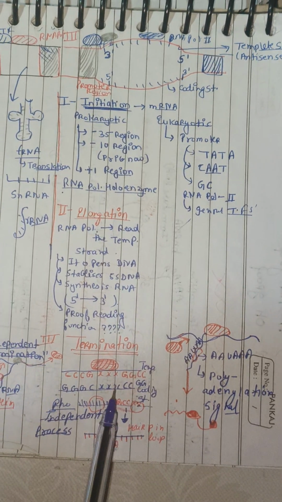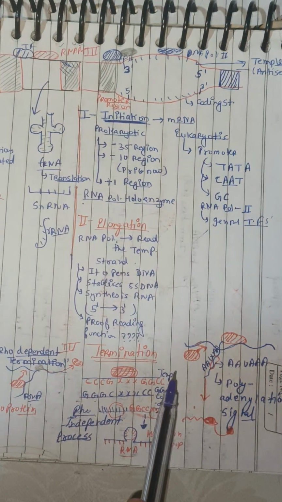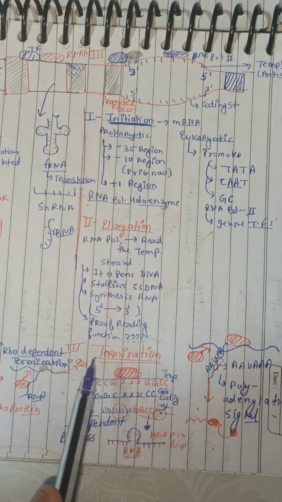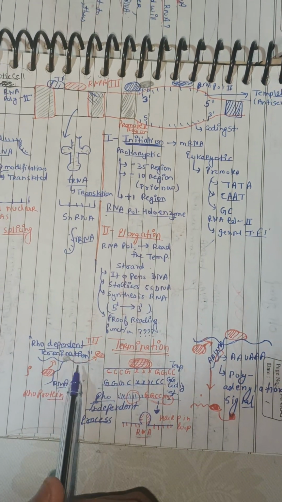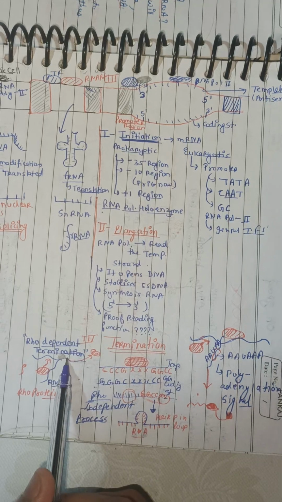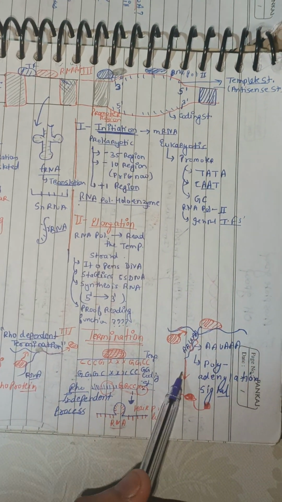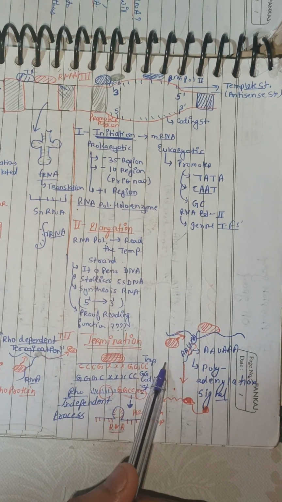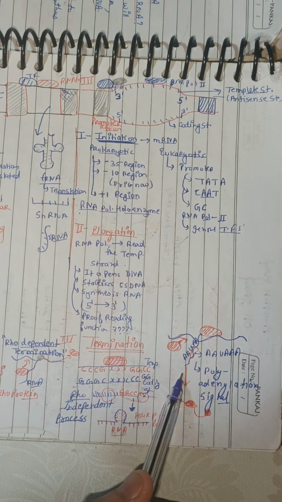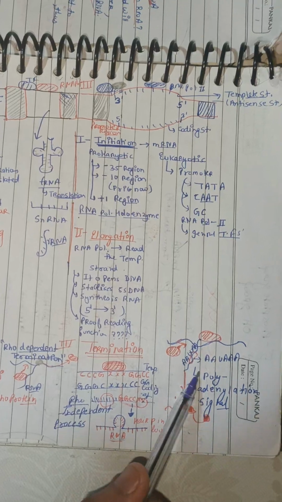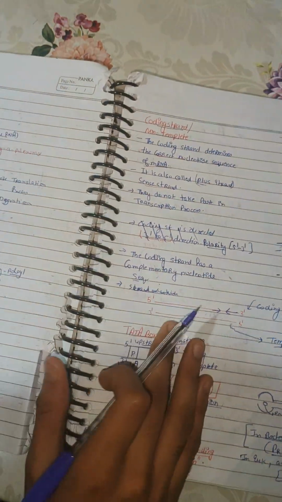Termination is of two types: rho-dependent termination and rho-independent termination. If the rho factor binds to the terminator region, it is called rho-dependent termination, whereas if the rho factor doesn't bind directly but indirectly to the terminator region, it is called rho-independent termination.